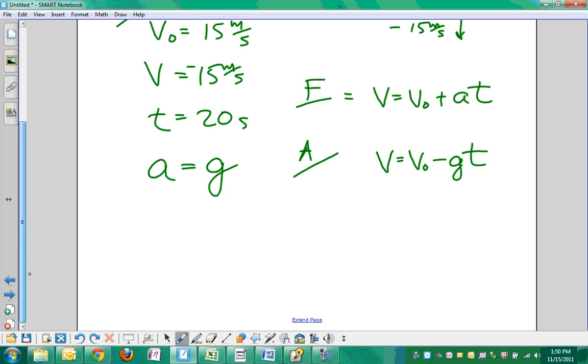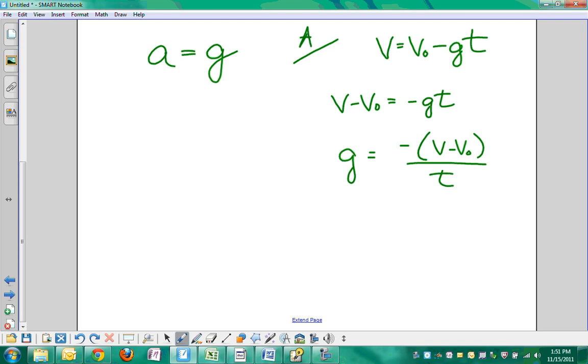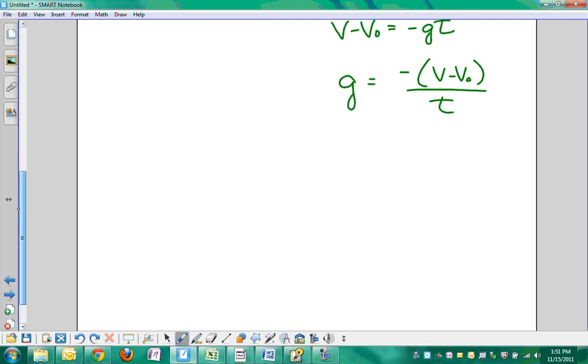So now what are we going to do? We're going to solve for g, correct? So how do we do that? First thing we do? All right, so v minus v naught is equal to negative gt. Now what are we going to do? Divide each side by, how about if we do negative t? All right, so g is equal to negative quantity v minus v naught over t, right? And just rewrite that algebraically as v naught minus v over t.